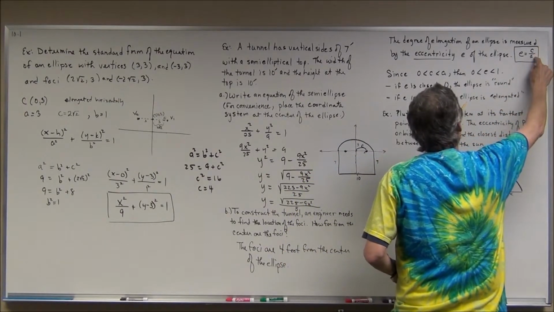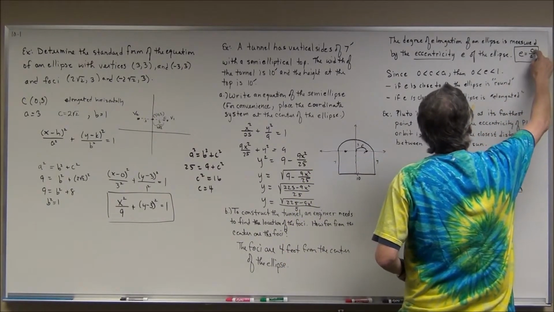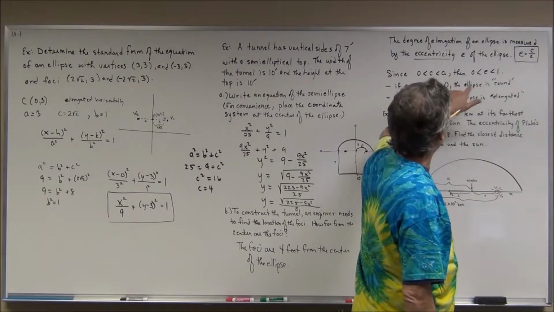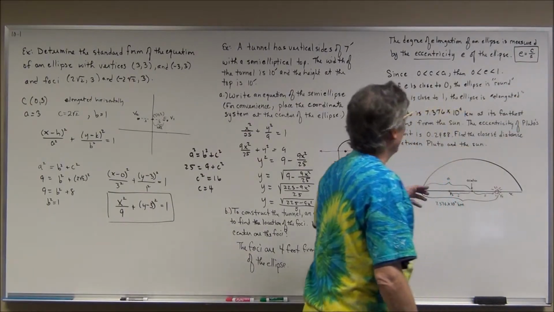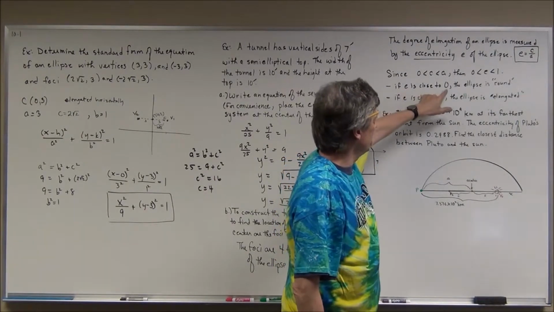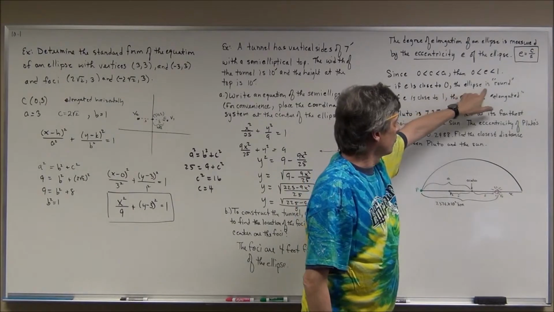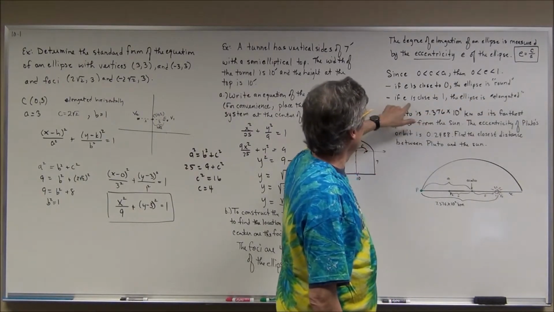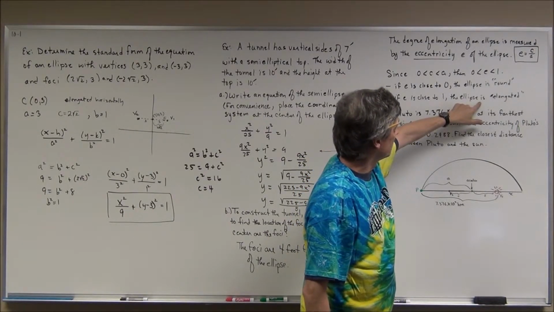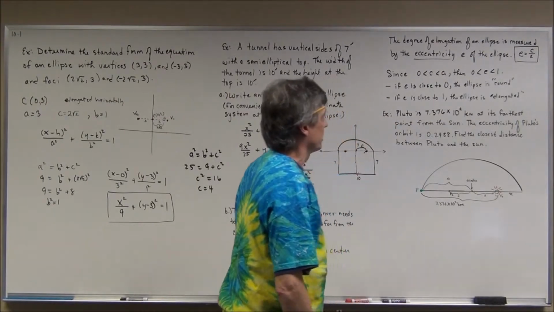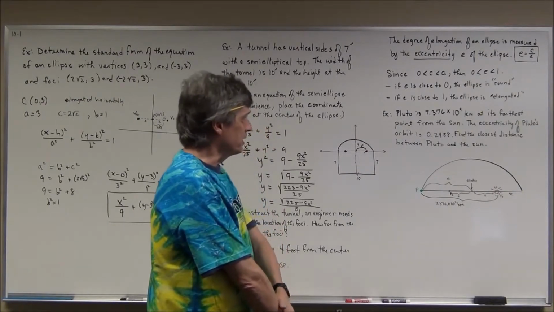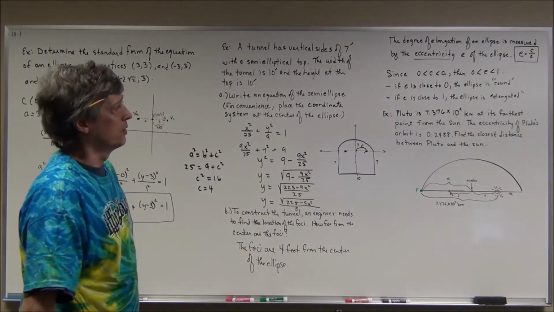So if C is smaller than A, then this number here, remember they're positive, is always going to be less than 1. In fact, it's going to be between 0 and 1 because C can't be 0. So what does that tell us if we know something about the eccentricity? Well, the closer E is to 0, the rounder looking the ellipse is. The closer E is to 1, the more elongated and stretched out and skinny looking it is. So that kind of gives us an idea based on the graph. Now, most of you probably know that the orbits of all the planets are elliptical.